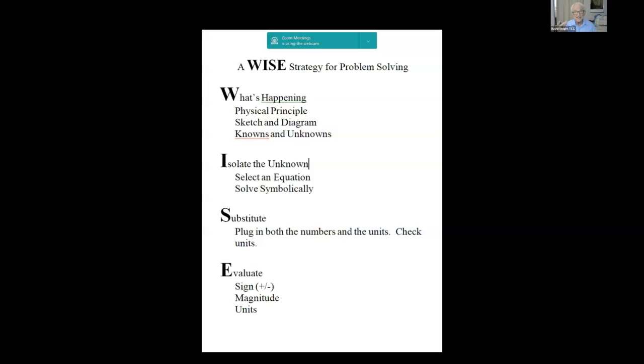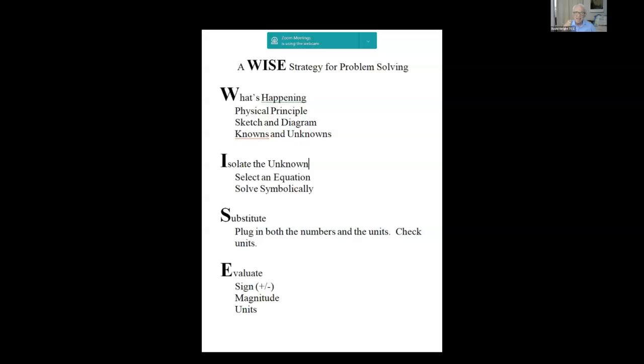Of course, a diagram depends upon the type of problem. Is it a force diagram? Is it a velocity diagram? What does it happen to be? You want to list the knowns and the unknowns. And this is really critical. And those knowns and unknowns are based upon that diagram you've just drawn and the information in the problem itself.